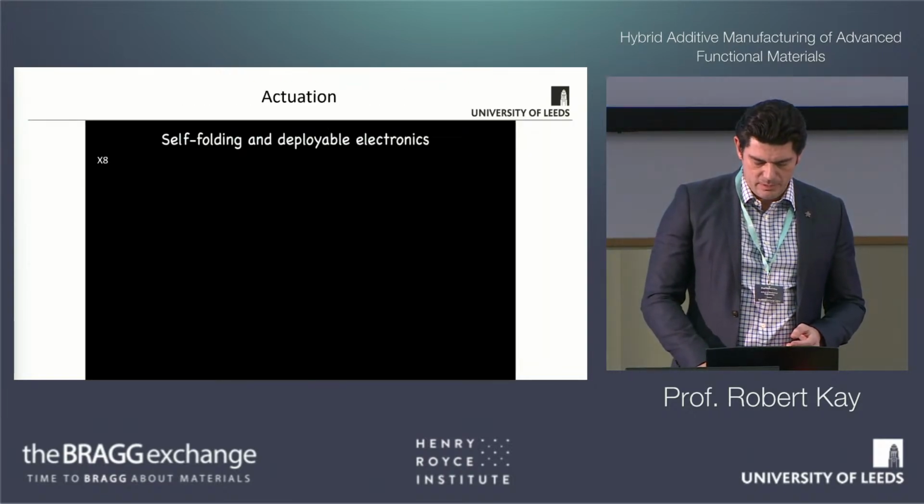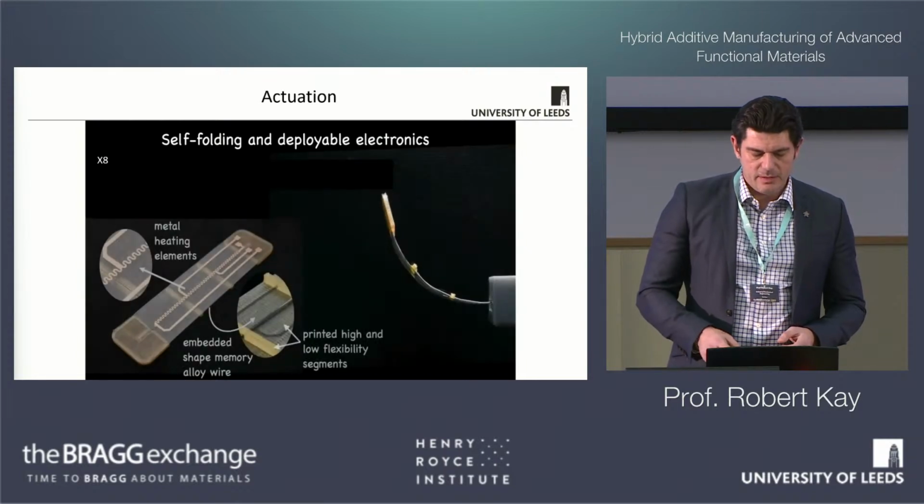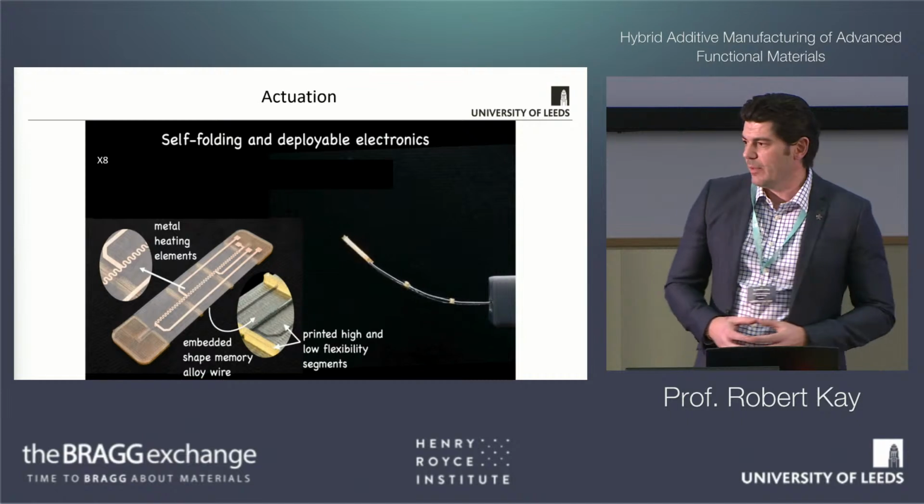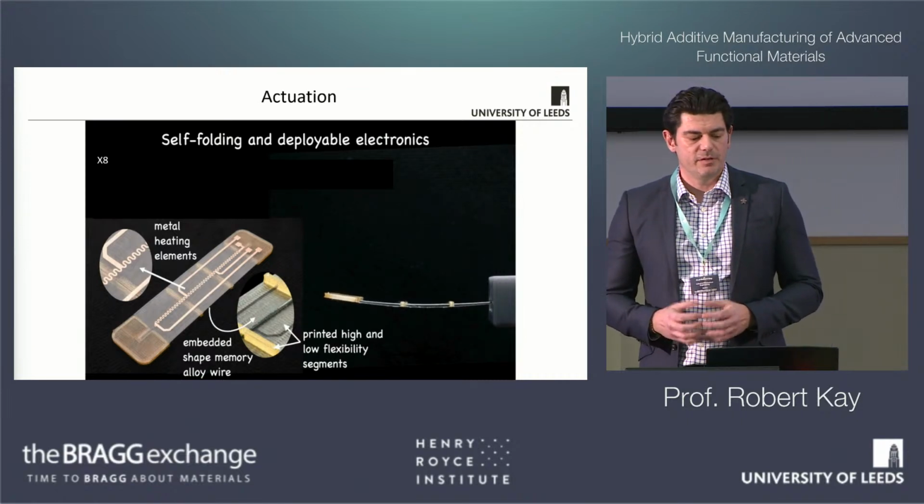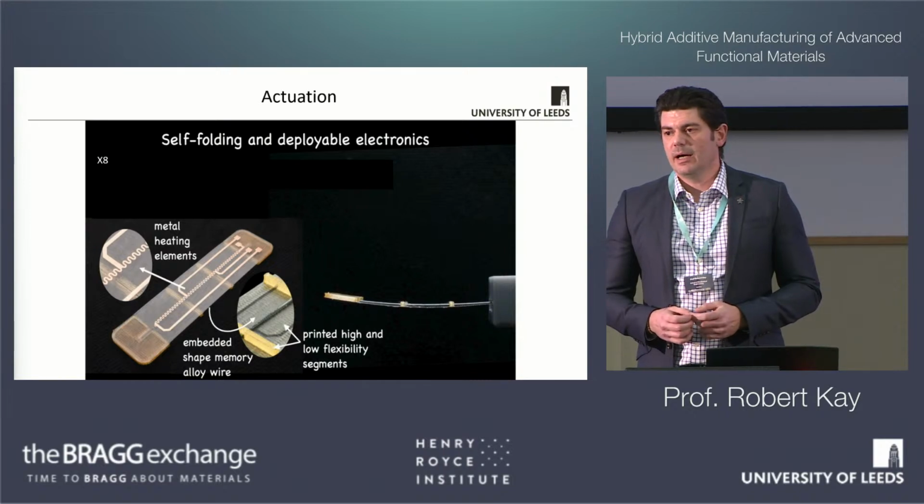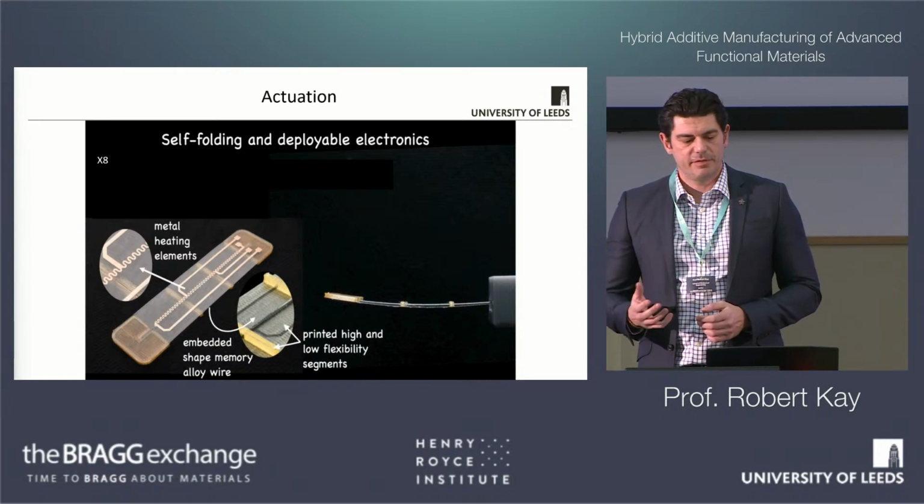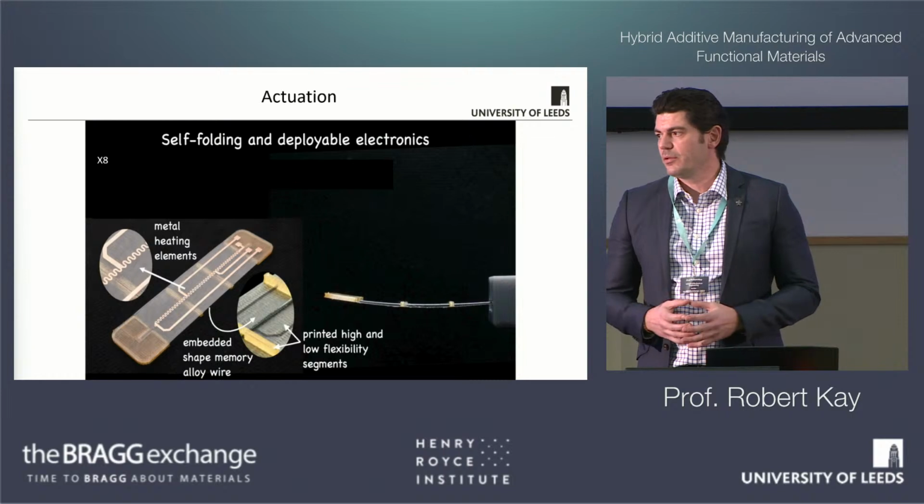And then lastly, we were quite interested in embedding a shape memory alloy into these parts. So in this case, we're using nitinol. And what happens is when you heat nitinol to about 50 degrees, it goes back to its original position.